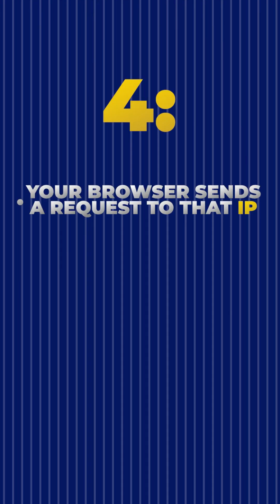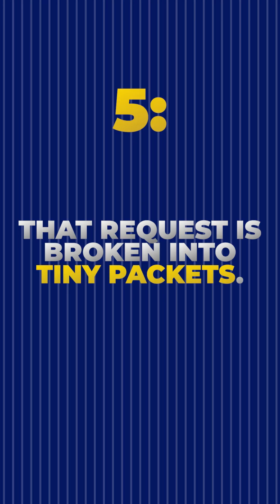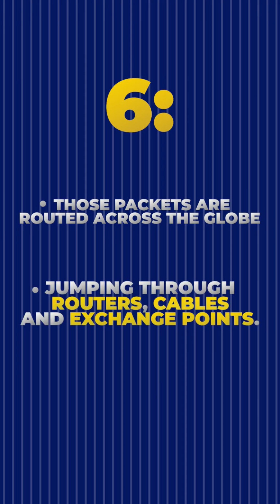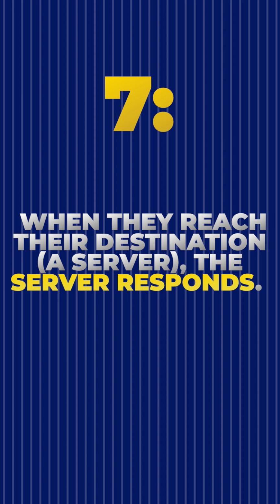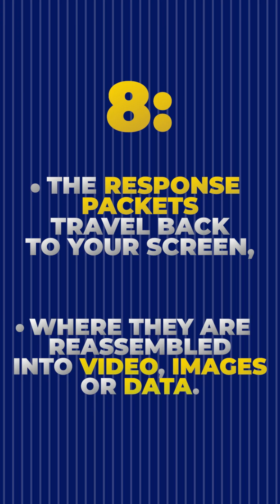4. Your browser sends a request to that IP, asking for the page, video, or service. 5. That request is broken into tiny packets. 6. Those packets are routed across the globe, jumping through routers, cables, and exchange points. 7. When they reach their destination, the server responds. 8. The response packets travel back to your screen, where they are reassembled into video, images, or data.